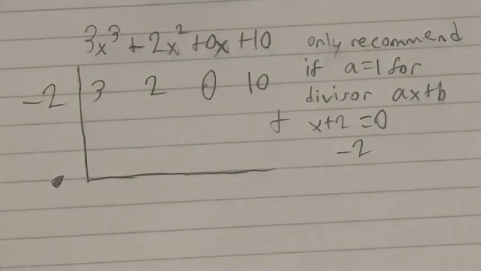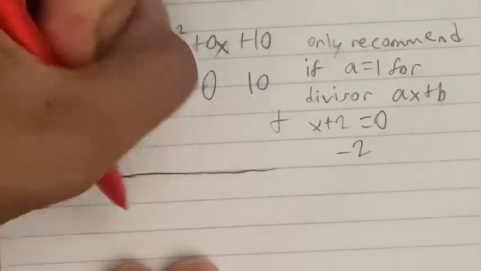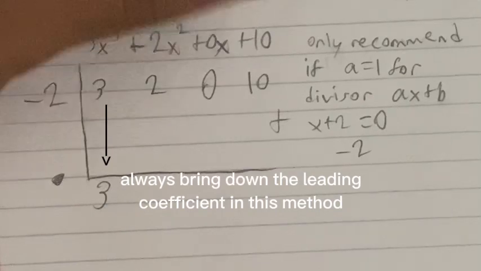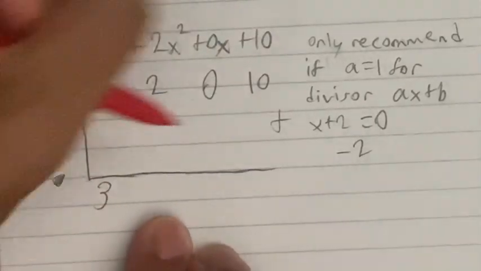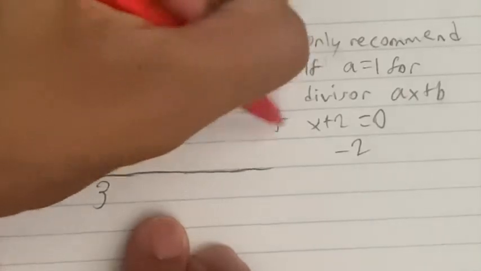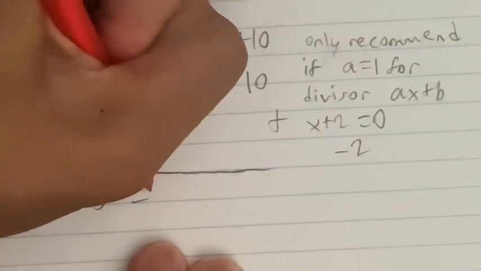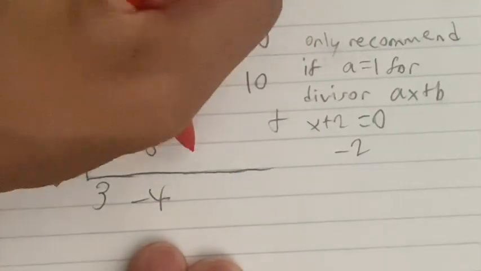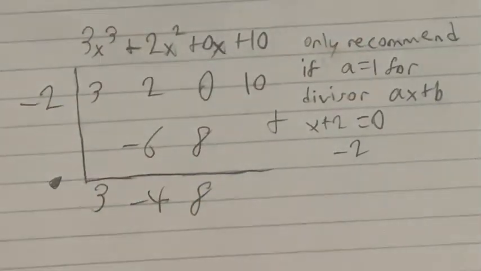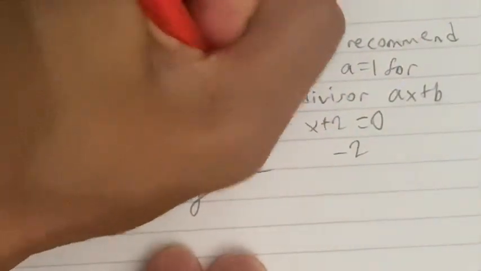Okay, so for starters, we're going to put the number 3 down here. And then we're going to multiply 3 times negative 2, and then put it over here, negative 6. And then, like I said, we're going to add here, so negative 4. And then 8, and then add 8, and then negative 16, and then r is equal to negative 6.